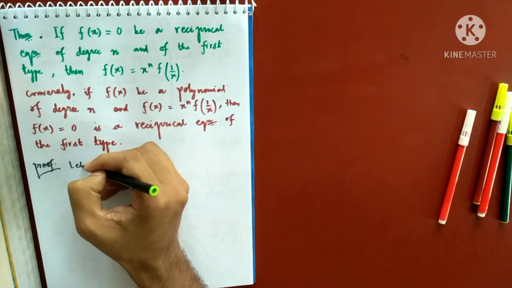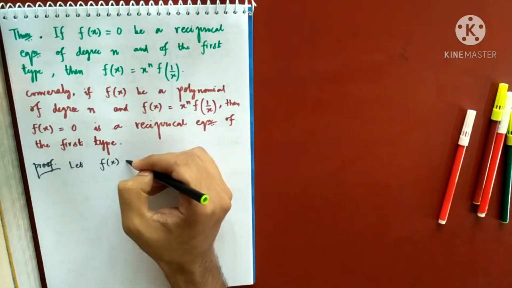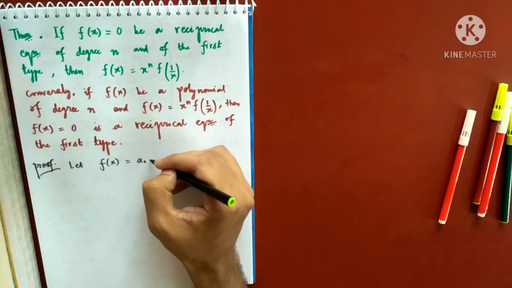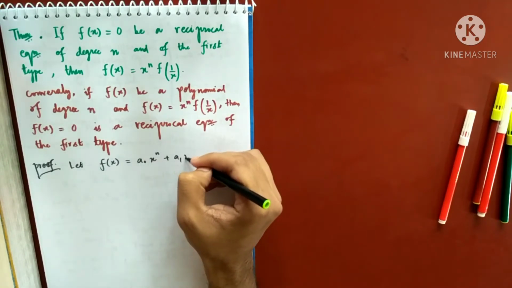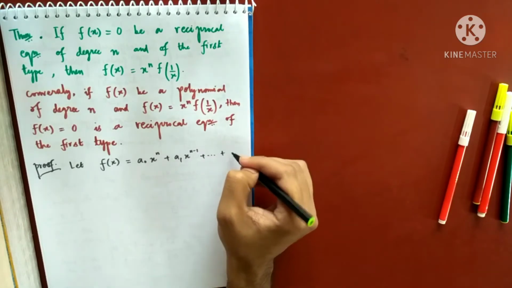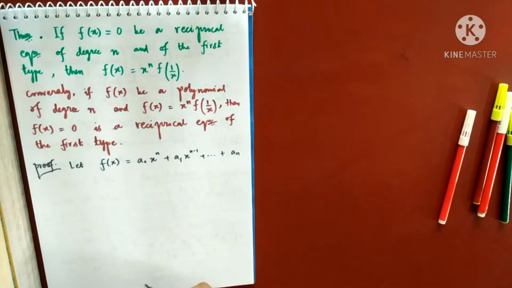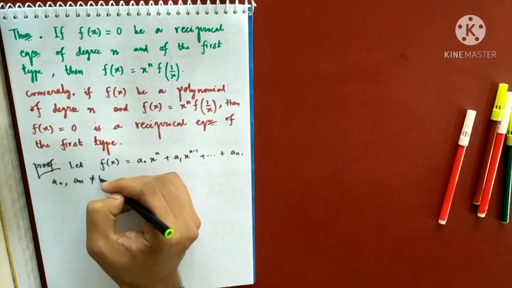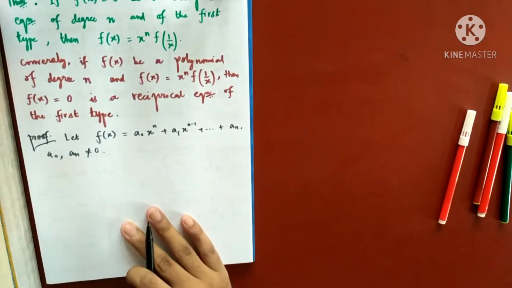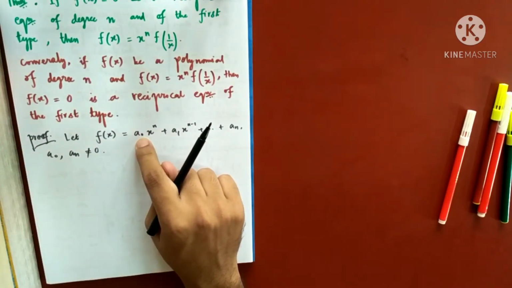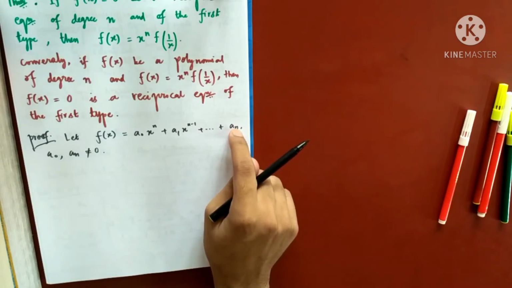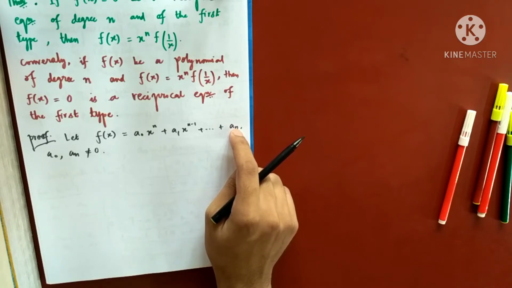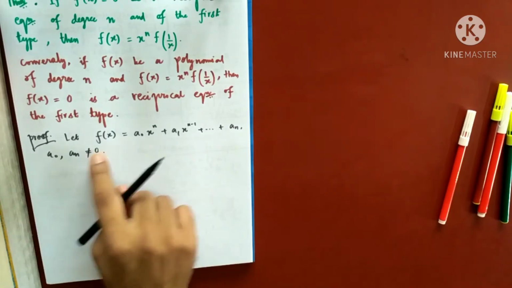So let me give f(x) a form. f(x) = a0 x^n + a1 x^(n-1) + ... and an is the last term. And definitely we are assuming that neither a0 nor an is 0. a0 cannot be 0 because it is of degree n, and an is also not 0, because if an were 0, then 0 would be a root of this equation, and hence it cannot be a reciprocal equation. So anyways, this is definitely required.